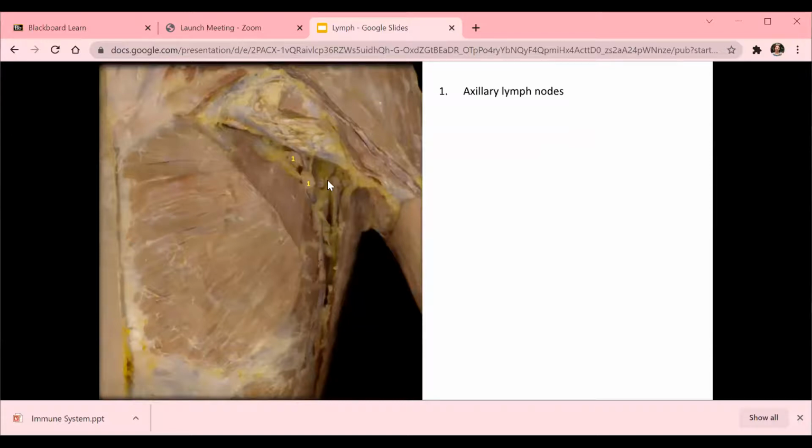This is the axillary lymph node. We can see them in the armpit. These lymph nodes are embedded in the adipose tissue.